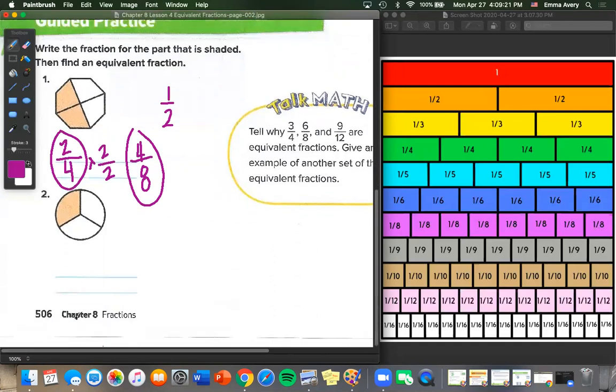Let's go on to number 2. So how many pieces do we have? We have 1, 2, 3 pieces, and 1 is colored in. And then if we multiply each side by 2, 2 times 1 is 2. 3 times 2 is 6. We can also use our chart over here. If we go down 3 all the way down, we hit 2/6 like we just figured out. And we can also keep going down and see that it's also equal to 3/9. So you can do it either way.